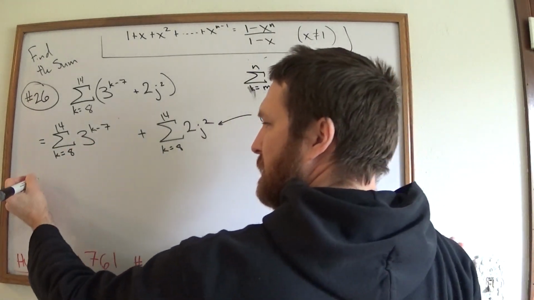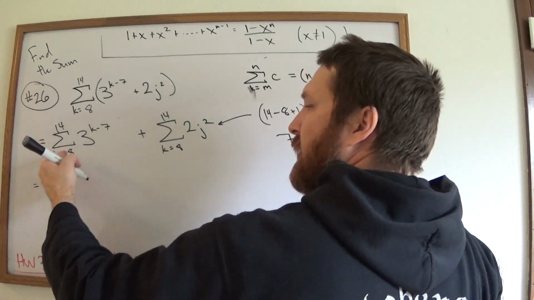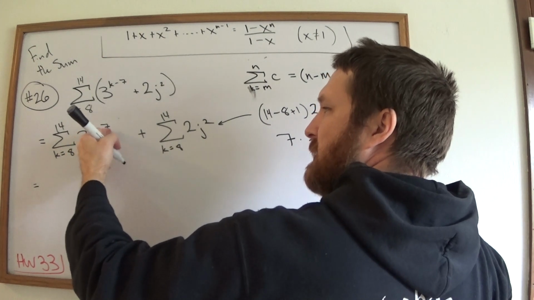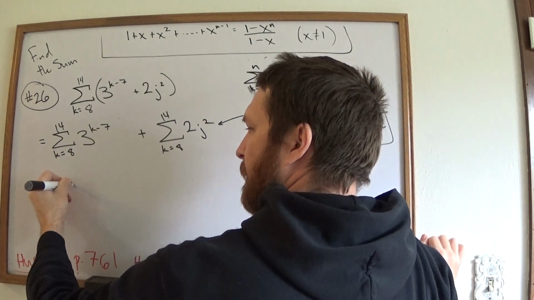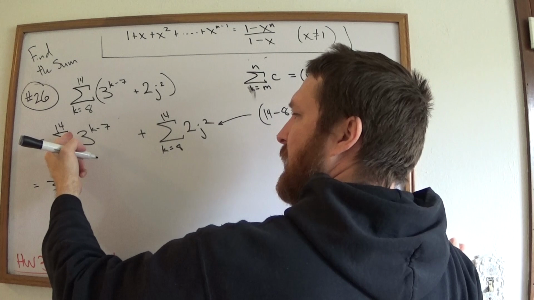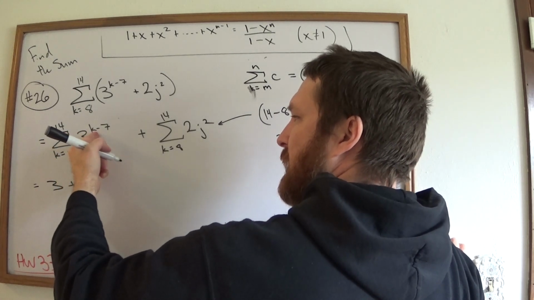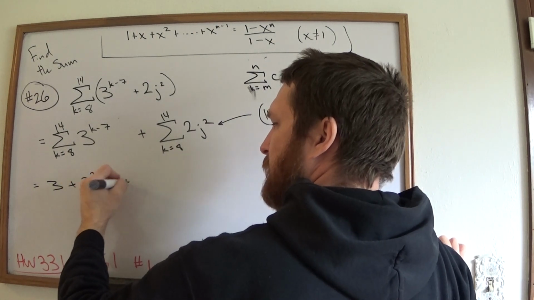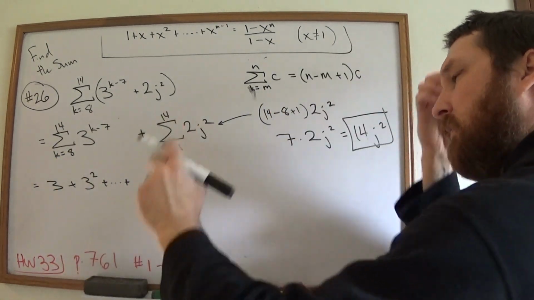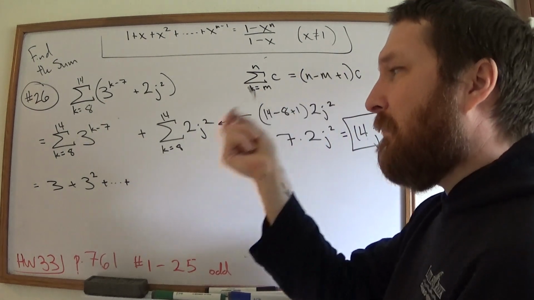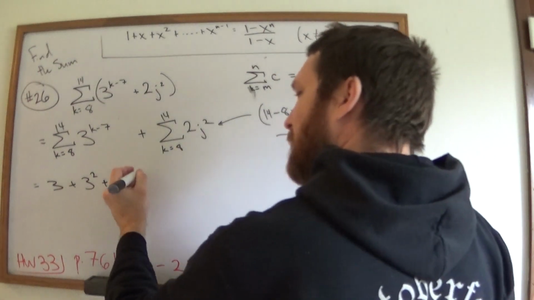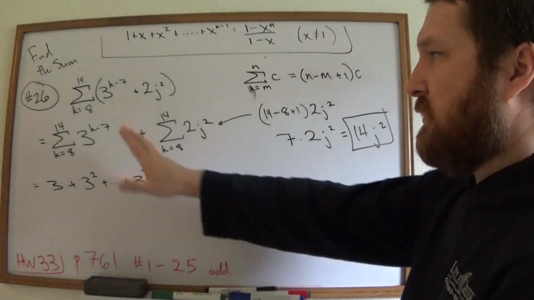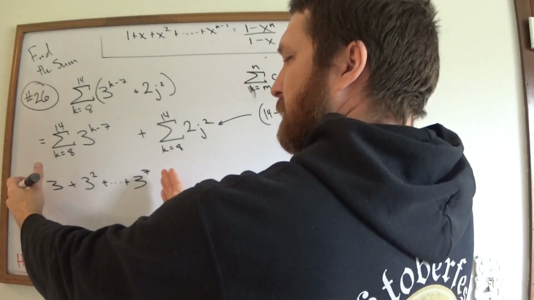So I'm going to go ahead and do this right here and say, well, when k is equal to 8, 3 to the 8 minus 7 is 1. So we have a 3 plus, k is equal to 9, we have 9 minus 7, that's 2, 3 squared. All the way up to the last one, when k is equal to 14, then 14 minus 7 should give you a 3 to the 7, just like that. So that's that part of the sum right there.